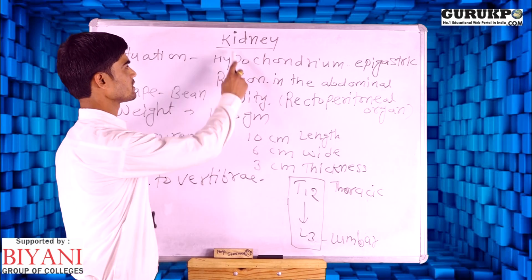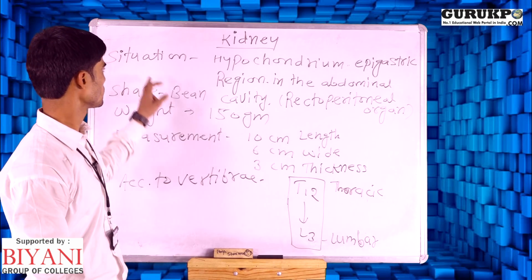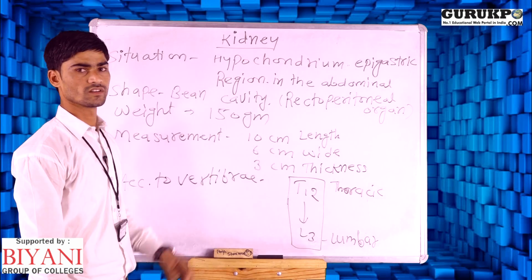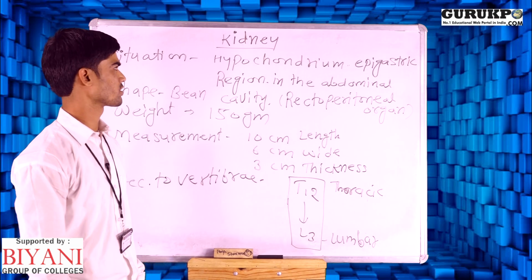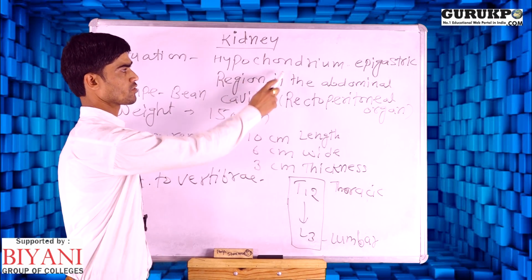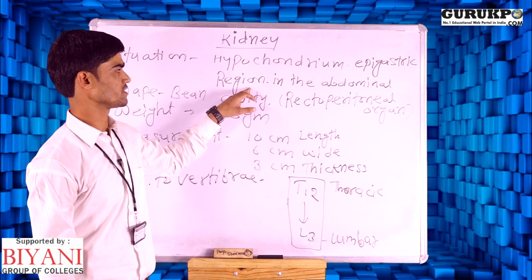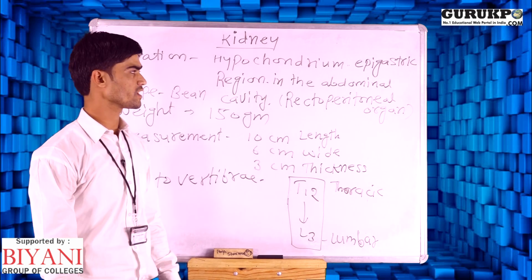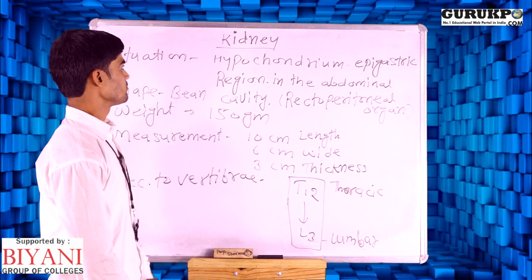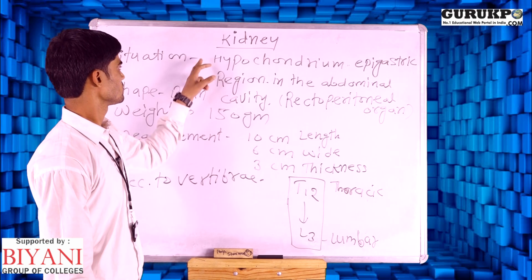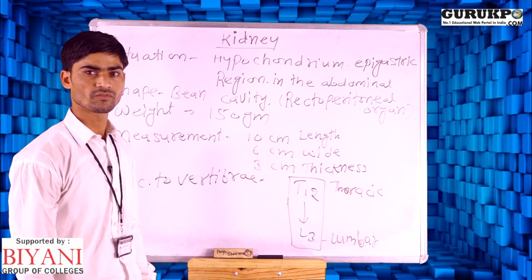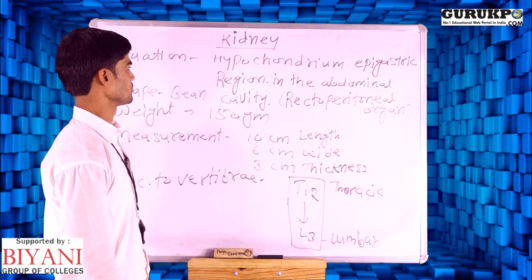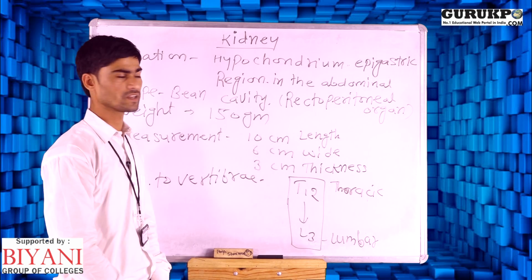So we will discuss about kidney. First of all, situation. The kidney is a paired organ situated in the hypochondrium epigastric region in the abdominal cavity. Why we call paired organ? Because the number of kidney in our body is 2. So we call paired organ.